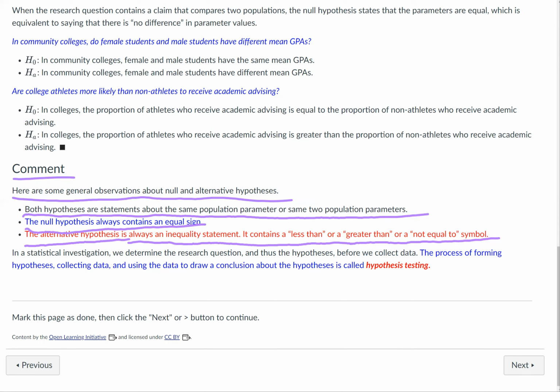In a statistical investigation, we determine the research question and thus the hypotheses before we collect the data. The process of forming hypotheses, collecting data, and using the data to draw a conclusion about a hypothesis is called hypothesis testing.